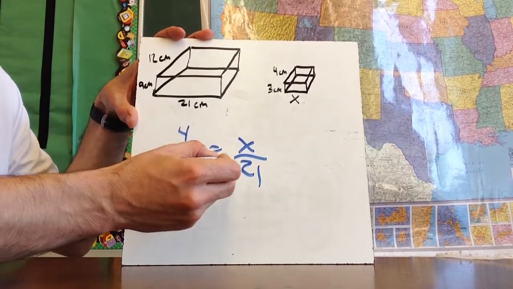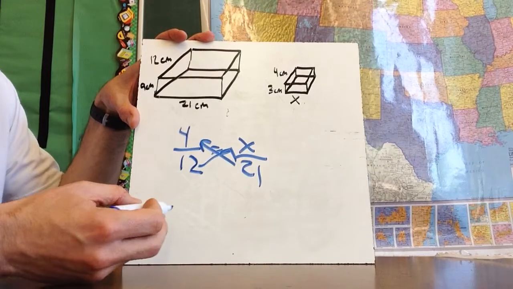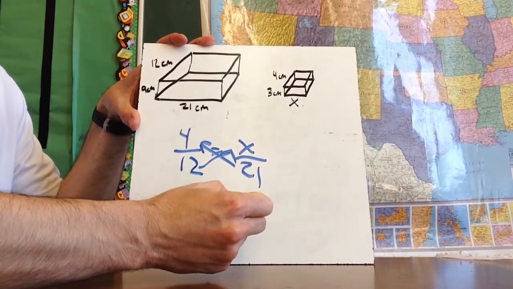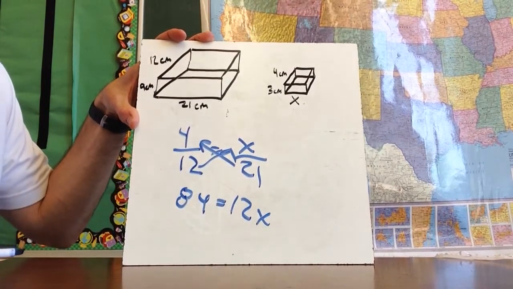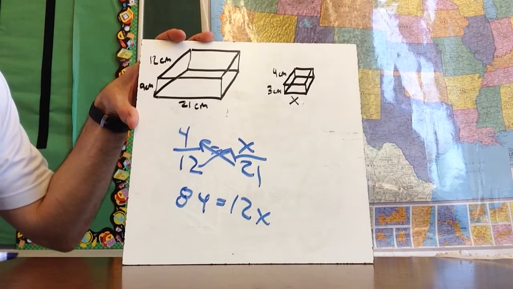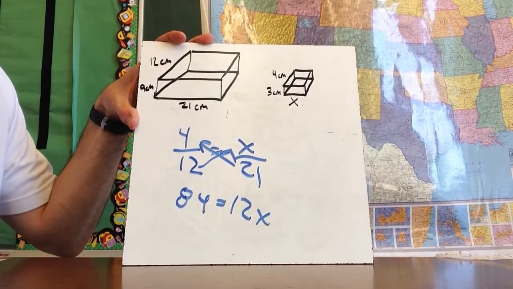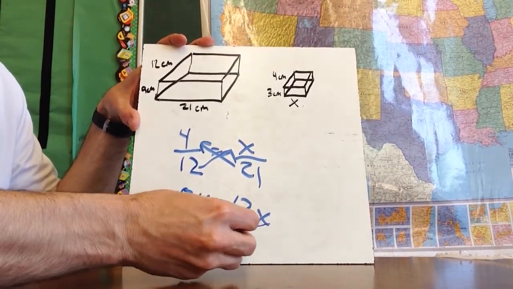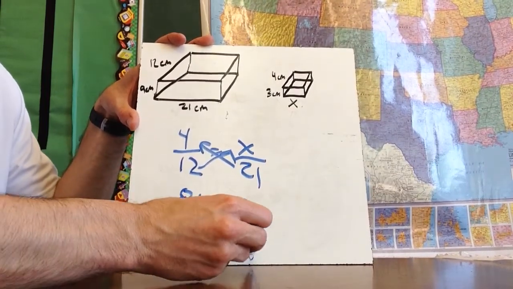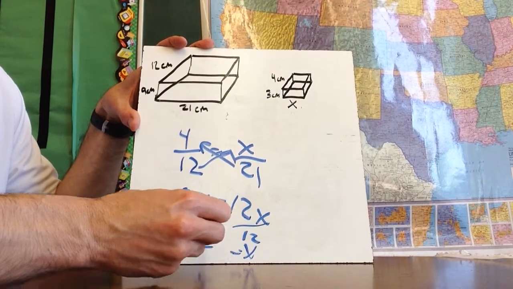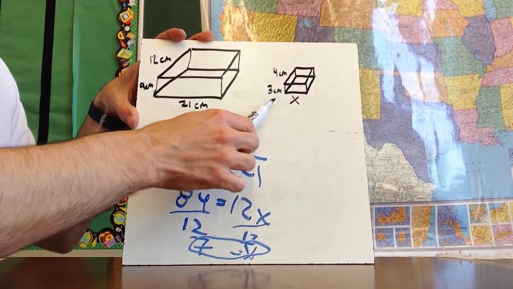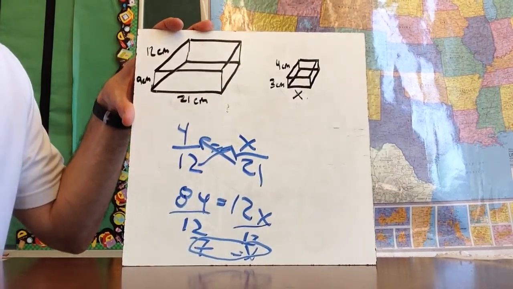And then from there, what I could do is cross multiply. This ends up becoming 84 equals 12x. And then you would divide both sides by 12. Right? Divide both sides by 12, and you end up getting x equals 7. So I now know that it's 7 centimeters for this length.